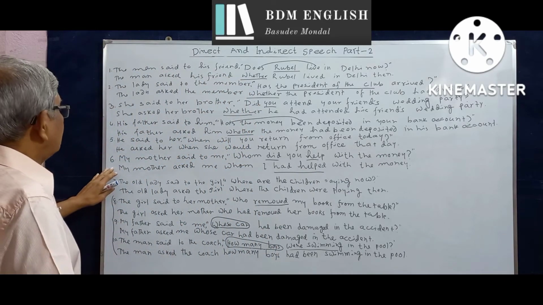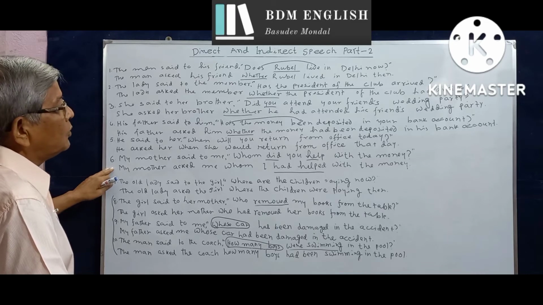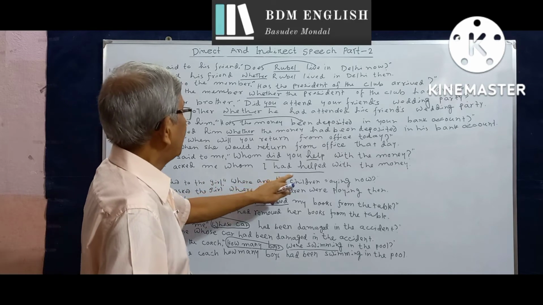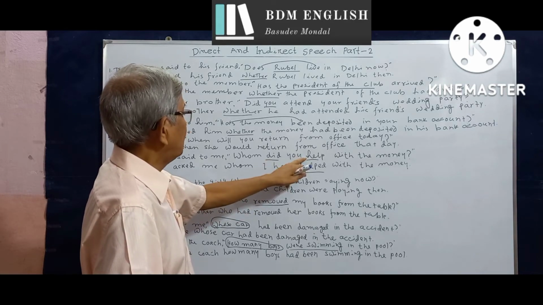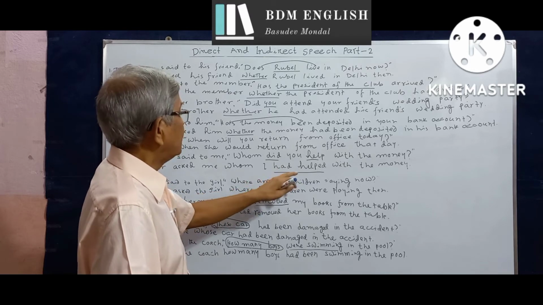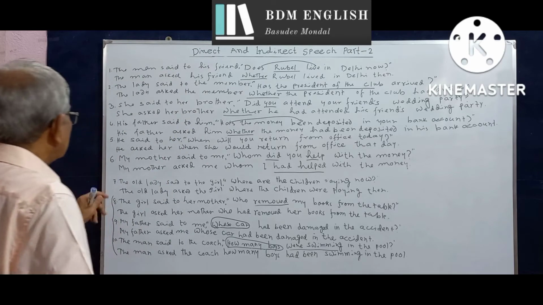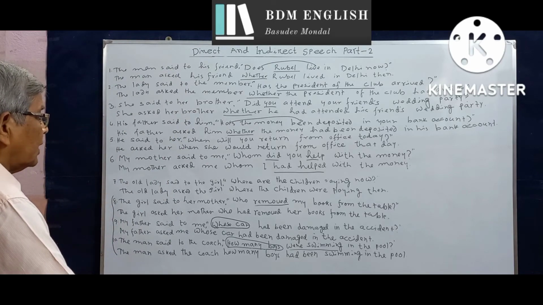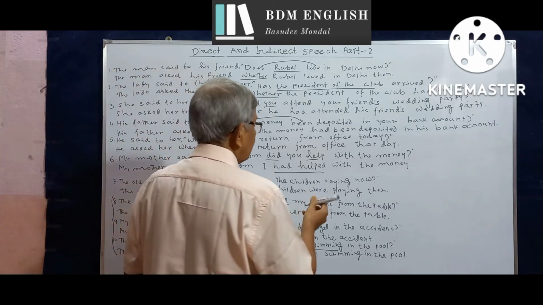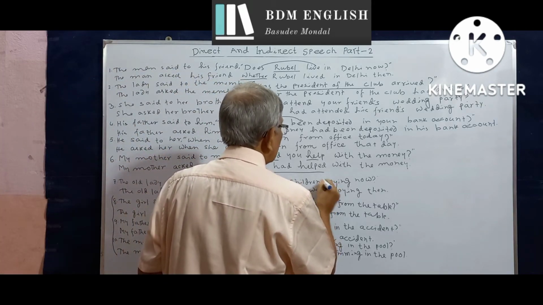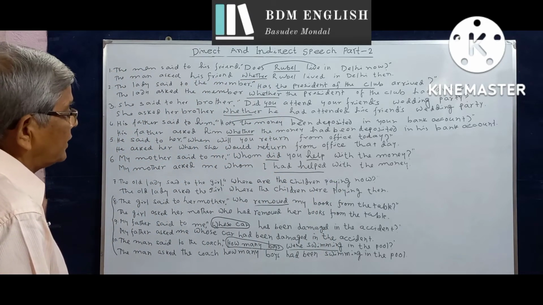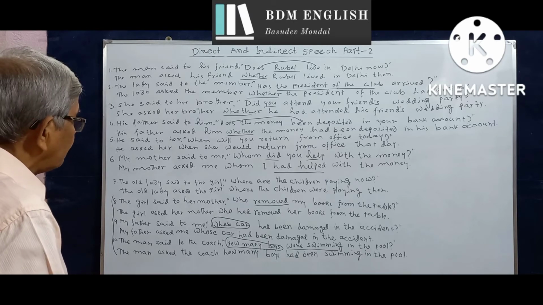Number 6, my mother said to me, whom did you help with the money? My mother asked me whom I had helped. Did help, past simple active voice, so it changes to past perfect tense active voice, whom I had helped with the money. Number 7, the old lady said to the girl, where are the children playing now? The old lady asked the girl where the children were playing then.